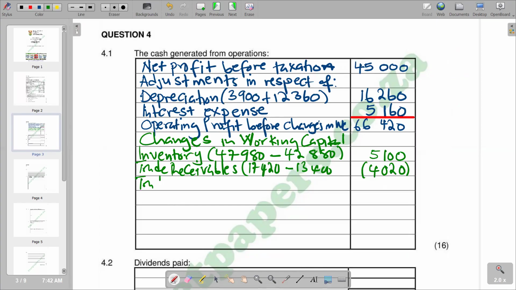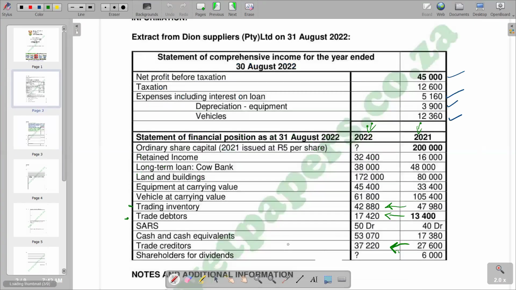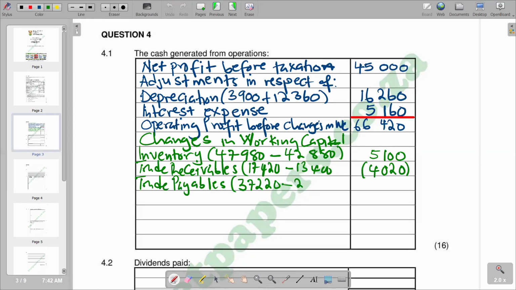So we have trade payables, 37,220, and we subtract 27,600. Then if you subtract, your answer is 9,620, which is going to be a positive. So that's what we have.